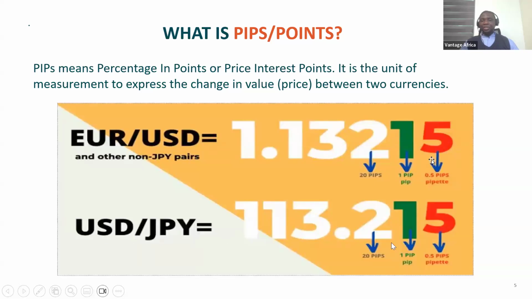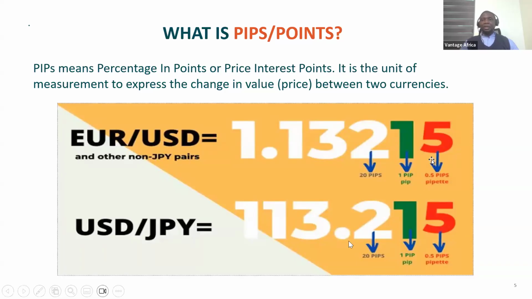Then for USD JPY, one unique thing about JPY pairs is that they usually have 3 digits after the decimal. By that, we mean USD JPY, CAD JPY, AUD JPY. Any JPY pair usually has 3 digits after the decimal, and it is treated exactly the same way as you treat non-JPY pairs. The last digit is a pipette. The first digit after the last one is a pip, and then the third one is multiple pips, 10 pips and above.